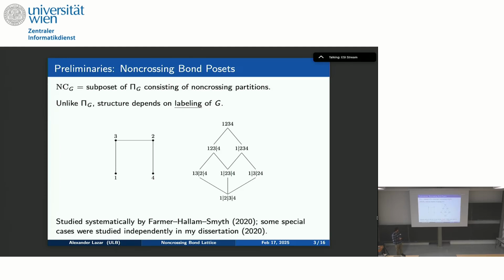And so these things, as far as I know, and please correct me if there's better information out there, were first studied systematically by Farmer, Hallam, and Smith in 2020, and around the same time, I looked at some special cases in my dissertation. So I think it was just kind of in the air at the time, and so maybe it's been around before.